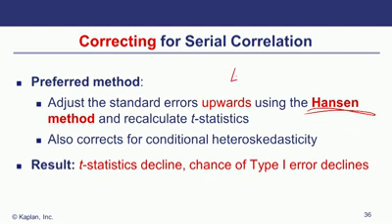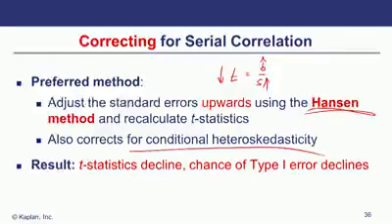So again, if I've got the t, which is b hat over s, if I increase the standard error, I will limit the problem of inflated t statistics, and therefore I'll limit the type 1 errors that I'm getting. I'm going to limit that idea of false significance of my slopes. Also, as a nice trivia fact, Hansen also solves for conditional heteroskedasticity. So, potentially, if you've got both problems in a regression, you may suggest the Hansen method as a method that solves all your problems.